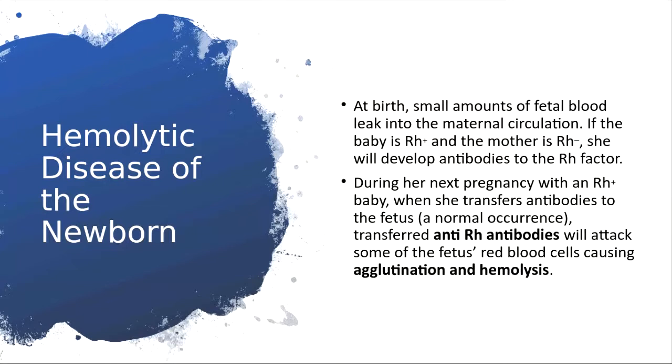At birth, a small amount of fetal blood leaks into the maternal circulation. If the baby is Rh positive and the mother is Rh negative, she will develop antibodies to the Rh factor. And during the next pregnancy with an Rh positive baby, when she transfers antibodies to the fetus, this anti-Rh antibody will attack some of the fetus's red blood cells, and it can cause agglutination and hemolysis. Let me know if you have any questions on this part.